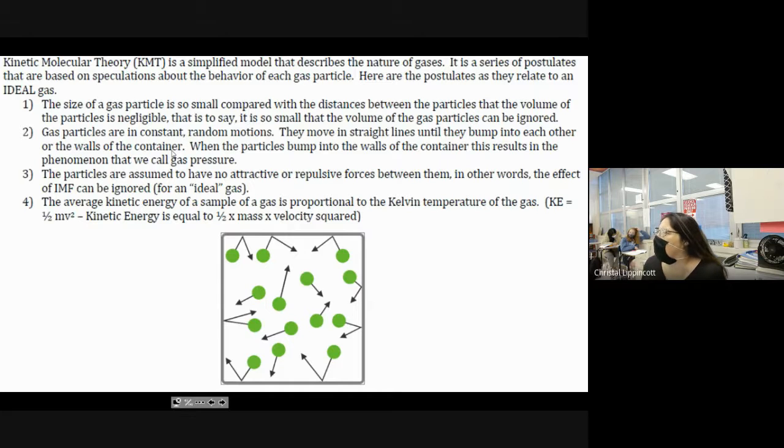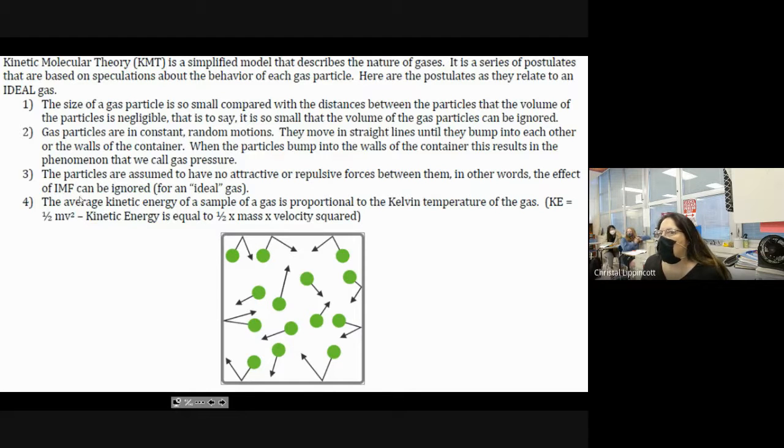It's kind of like if you've ever played billiards or pool and you hit the pool ball, it's going to move in a straight line until it hits the side of the table. When the particles bump into the walls of the container, that is what causes your gas pressure. The particles are assumed to have no attractive or repulsive forces. So in effect, they have no IMFs.